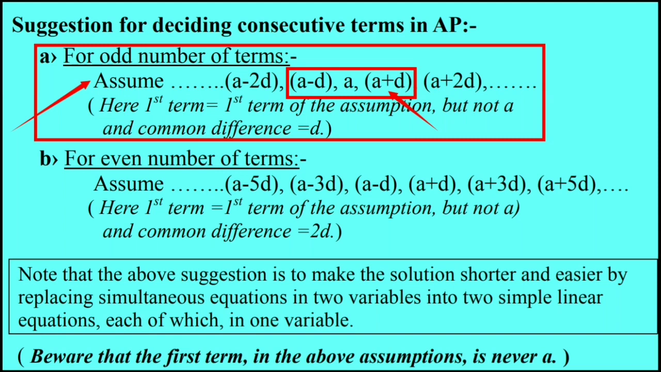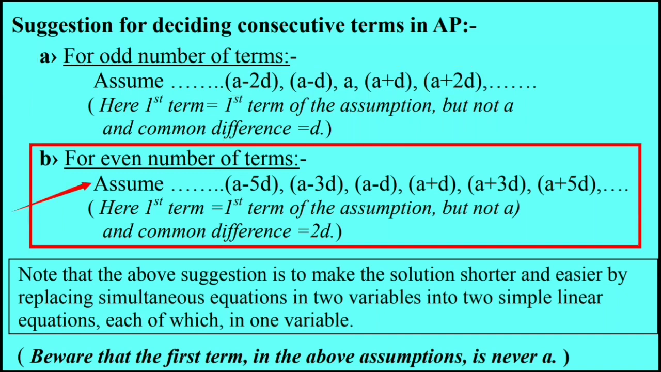and the common difference is D only. And if we had to assume 5 consecutive terms of an AP, then it is suggested to take these 5 terms as A minus 2D, A minus D, A, A plus D and A plus 2D as the consecutive terms of AP.